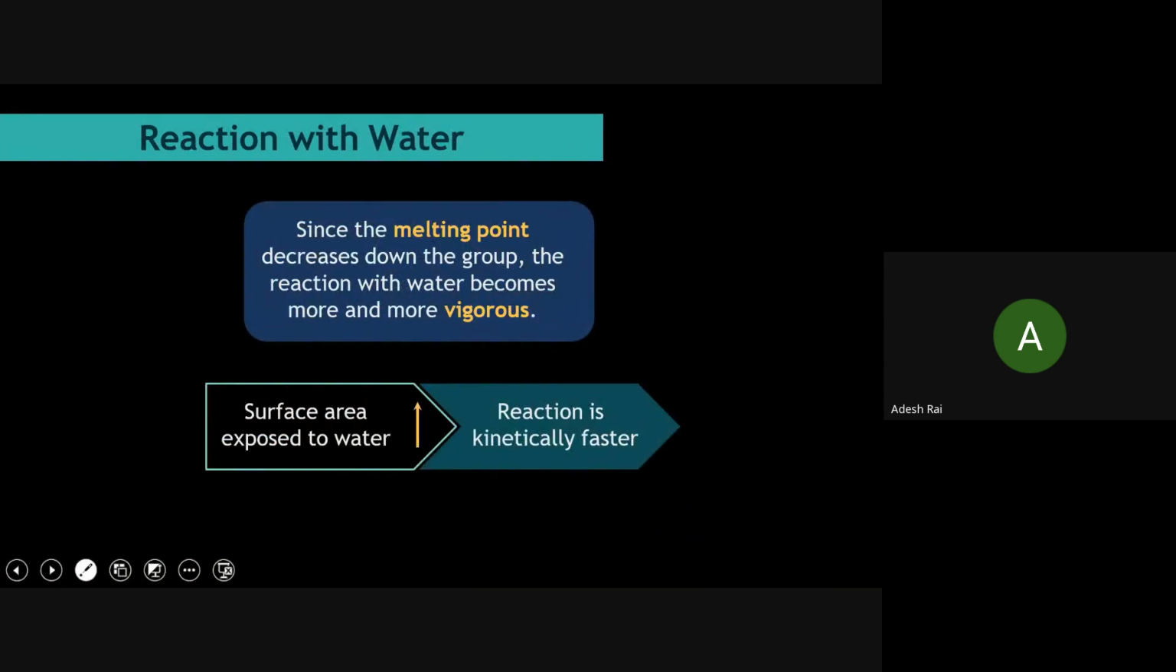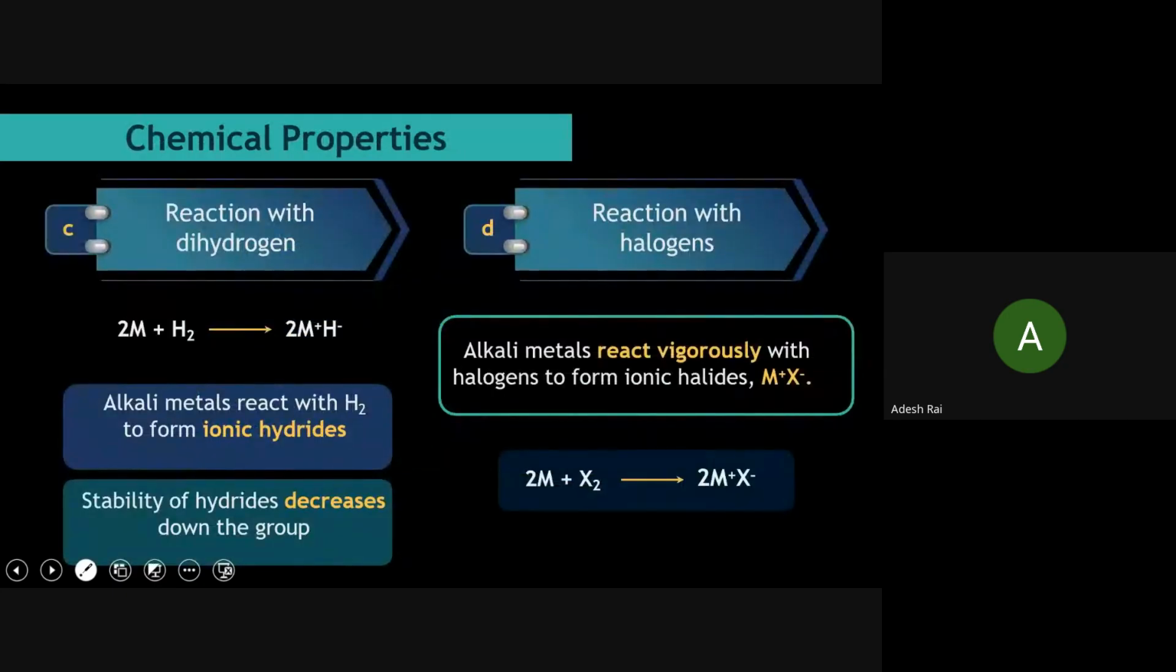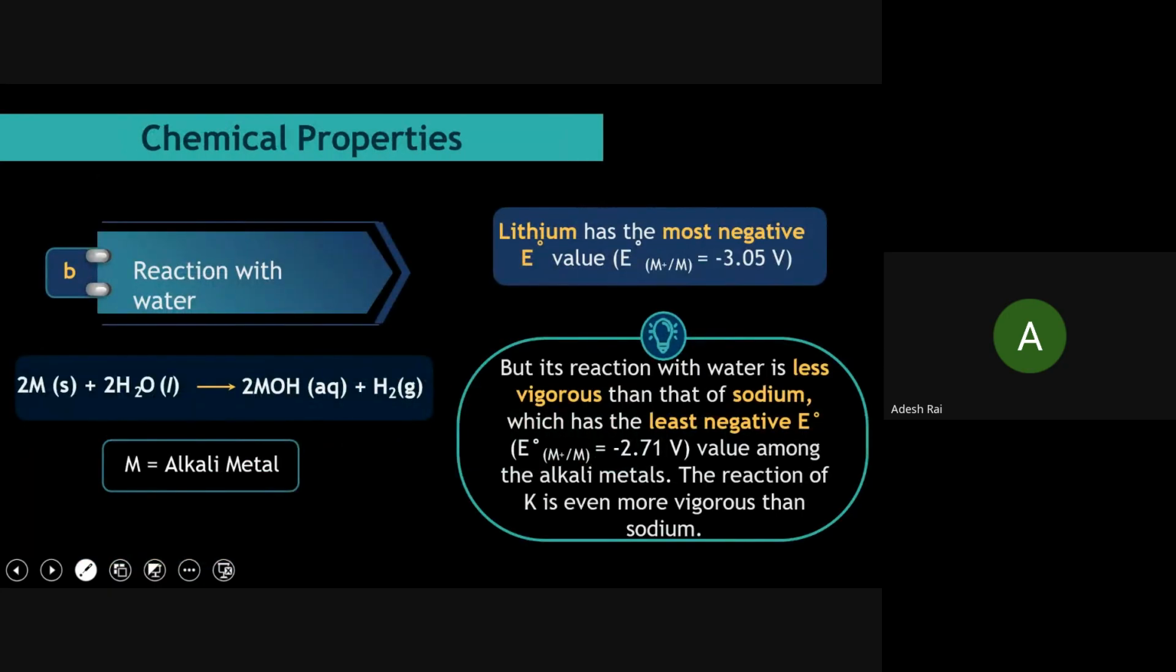Since the melting point decreases down the group, the reaction with water becomes more and more vigorous. And you have a kinetic factor and a thermodynamic factor. It won't be easy for you, but still I'll try to explain. देखो होता क्या है? There are two reasons for this. एक तो hydration हो जाएगा, so it becomes thermodynamically more stable, right?